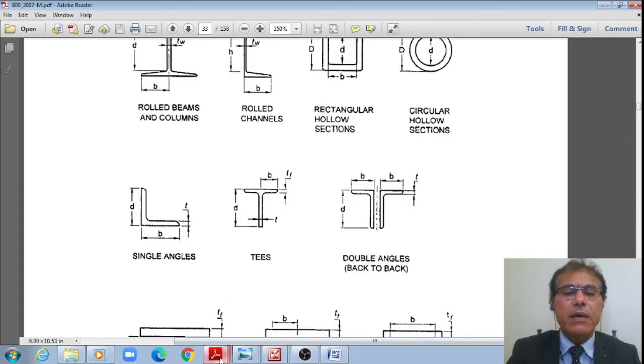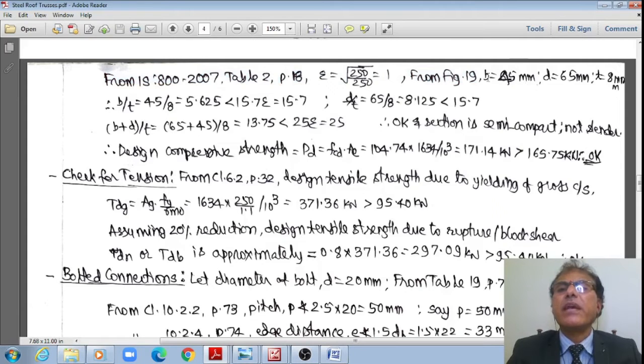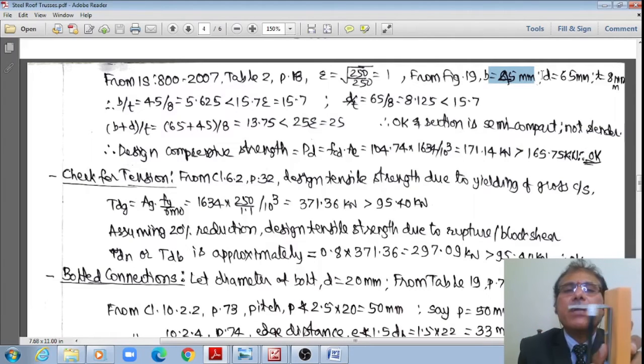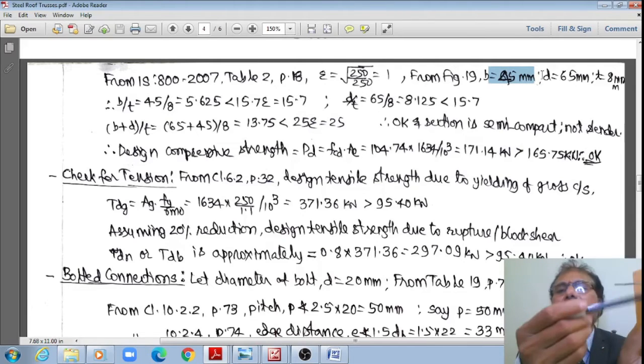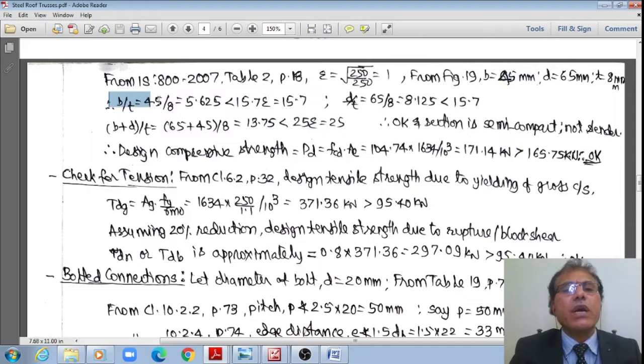Therefore now I'll calculate these ratios. Now it works out, say, B is equal to 45. What is D? Two angles are put back to back in such a fashion that the longer leg is connected to one side of a gusset plate. Therefore the outstanding leg is called the width, B is equal to 45, and this connected leg is 65, and the thickness is equal to 8. Therefore now I'll calculate what is the B by T ratio. It works out, say, 45 by 8, which is 5.625.